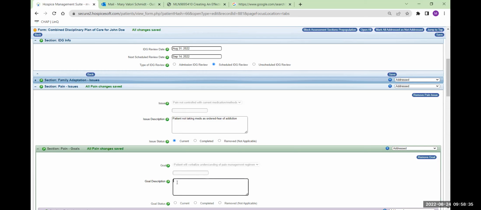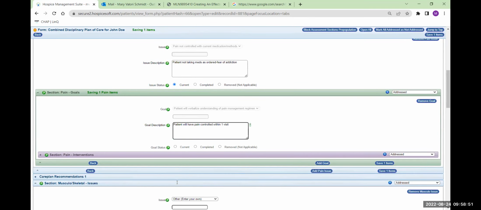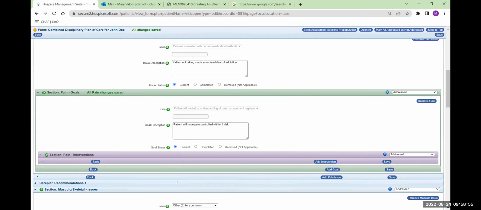And what's the time frame? So patient will have pain controlled within one visit. And the reason that's important is because you would never leave someone in pain, right? So the goal is in one visit, their pain's going to be controlled. That's current. And then the interventions.